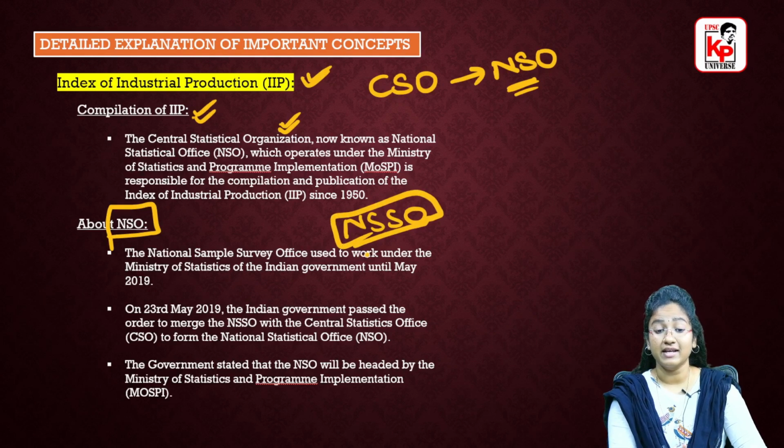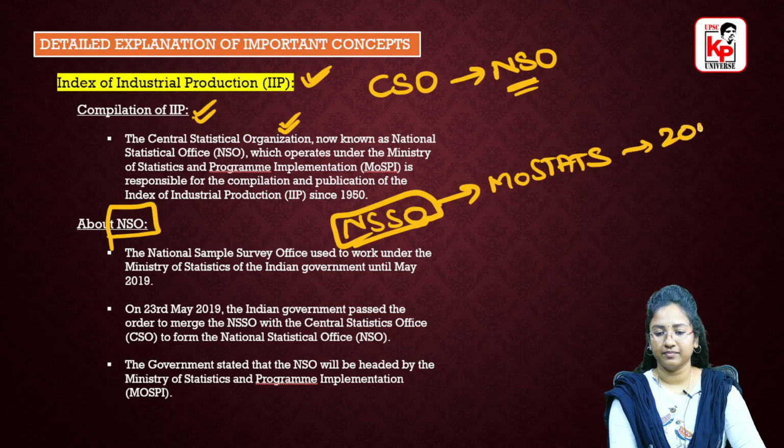So coming to NSSO, that is the National Sample Survey Office. This used to work under the Ministry of Statistics, right, until May 2019. So until 2019, our National Sample Survey Office used to work under the Ministry of Statistics. What happened after that? On 23rd of May 2019, the Indian government passed an order. This order is regarding the merger.